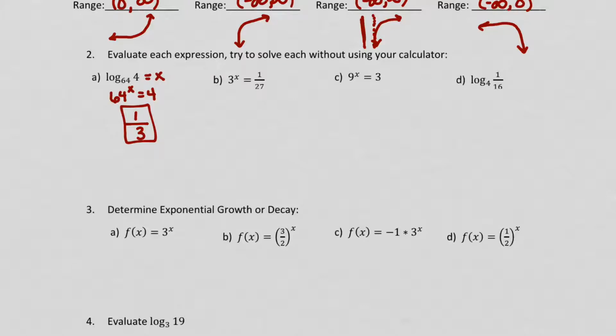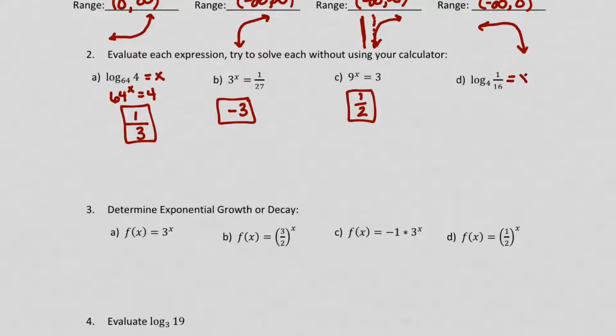And then 3 to what power gives me 1 over 27? Well, remember, if it's a power that's a fraction, that just means a root. But this one is saying I'm taking it to some power, but all of a sudden I'm getting a fraction. To move it from the numerator to denominator, it has to be negative. And then 3 to the third power gives me the 27. Okay, 9 to what power gives me 3? Well, I know the square root of 9 is 3, so that power has to be a root of 2. So that's 1 over 2.